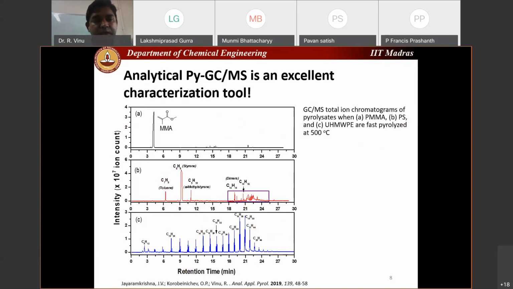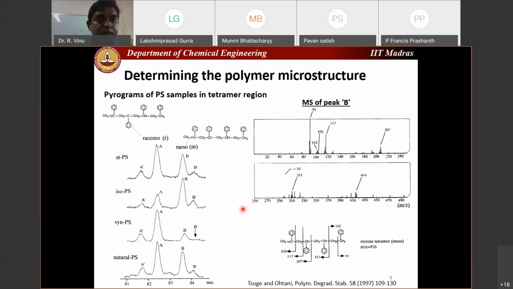Typically, you can see all the monomeric peaks coming at the earlier retention times in your GC mass spec, and the dimers, trimers, tetramers, and long chain hydrocarbons typically come at later times. So it's an excellent characterization tool, and this is a very simple application that I'm showing in this slide. Coming to its evolution.